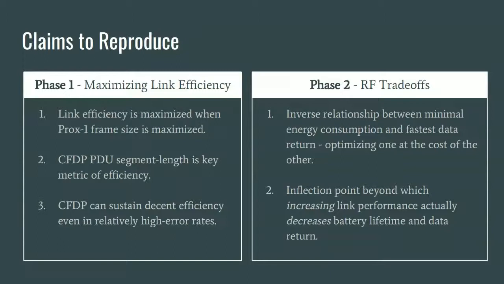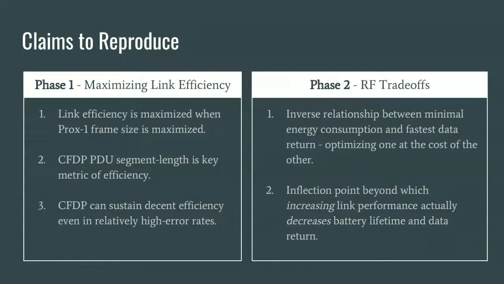CFDP PDU segment length is a key metric of link efficiency, CFDP being the file transfer protocol defined in the CCSDS standards. And the third is that CFDP can sustain decent efficiency even in relatively high loss scenarios, so even when the bit error rates creep into 1 in the thousands.